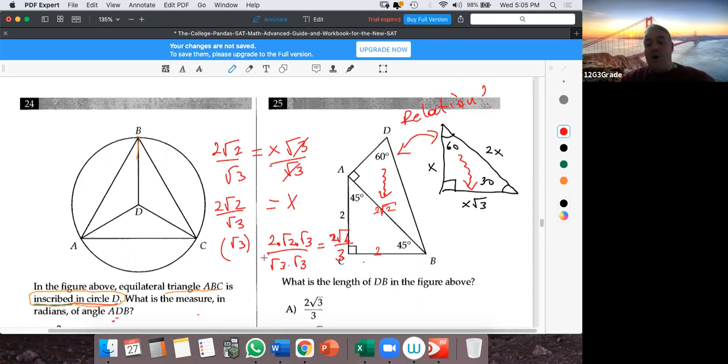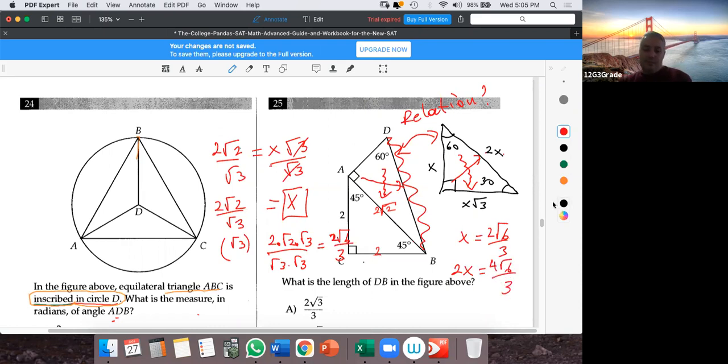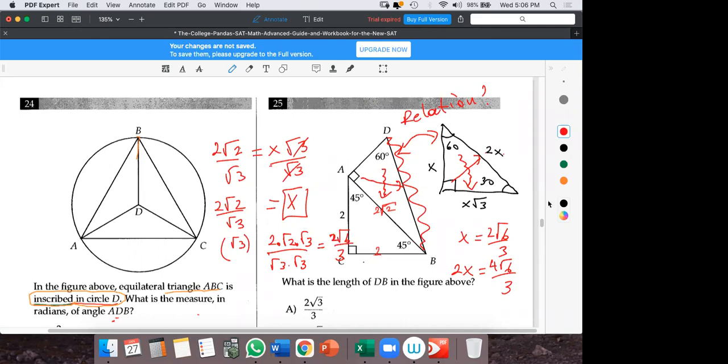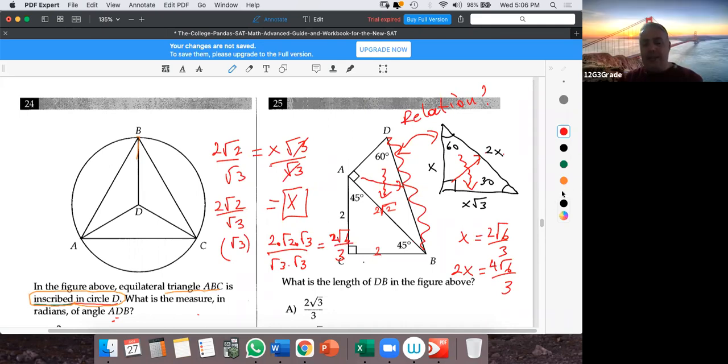But now this is only x. What is my question? Find DB. What is DB? Opposite of 90 degrees. So what is opposite of 90 degrees here? 2 times x. Okay, so this is only 1x. 1x is 2 root 6 over 3. So 2x will be 4 root 6 over 3. That's it. Okay, sir. If you make practice by yourself again and again, you will understand, I'm sure. Just you should make a practice.